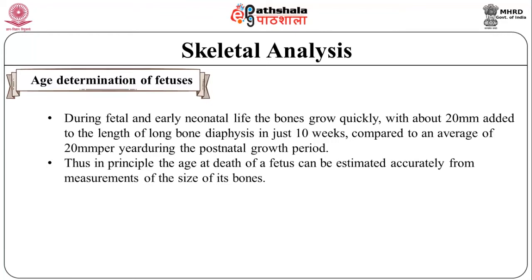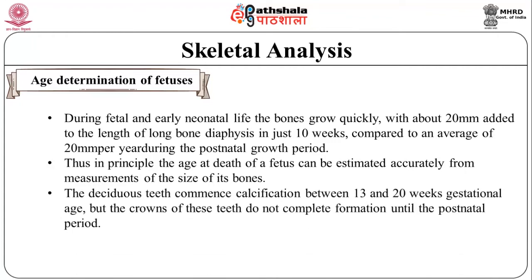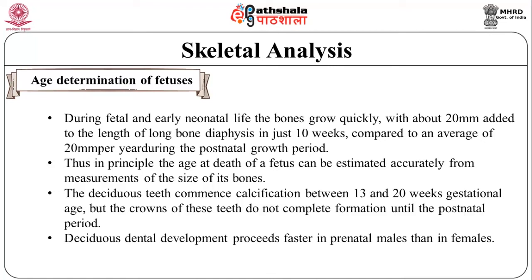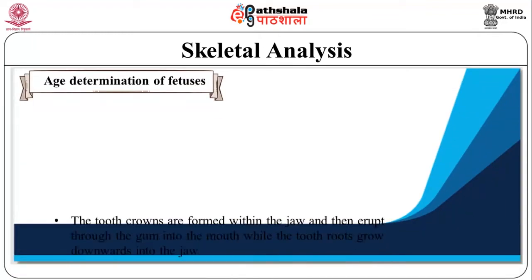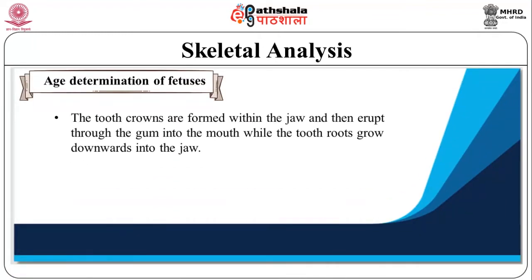size of its bones. The deciduous teeth commence calcification between 13 and 20 weeks gestational age, but the crowns of these teeth do not complete formation until the postnatal period. Deciduous dental development proceeds faster in prenatal males than in females. The tooth crowns are formed within the jaw and then erupt through the gum into the mouth, while the tooth roots grow downwards into the jaw.